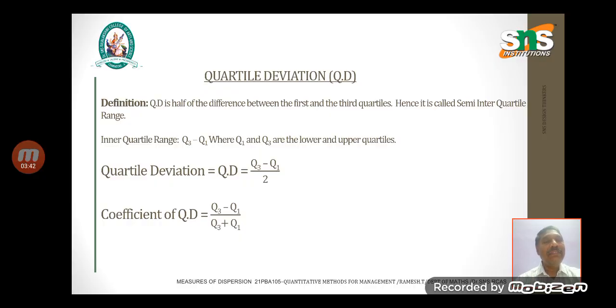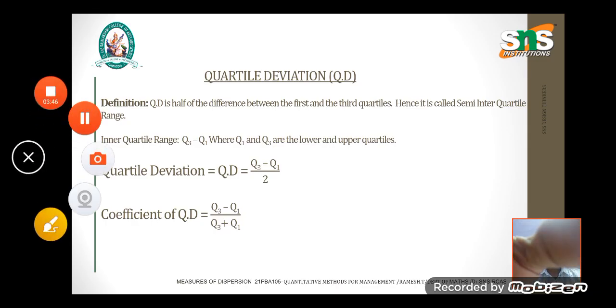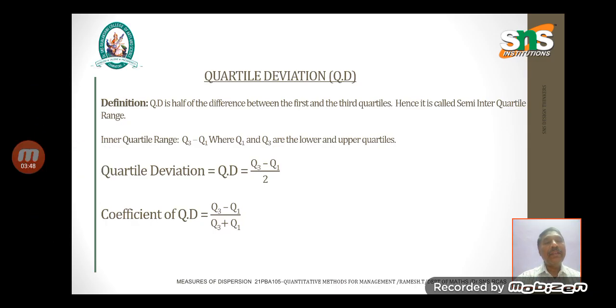So what is quartile deviation? It is Q3 minus Q1 by 2. So the coefficient of quartile deviation is Q3 minus Q1 divided by Q3 plus Q1.